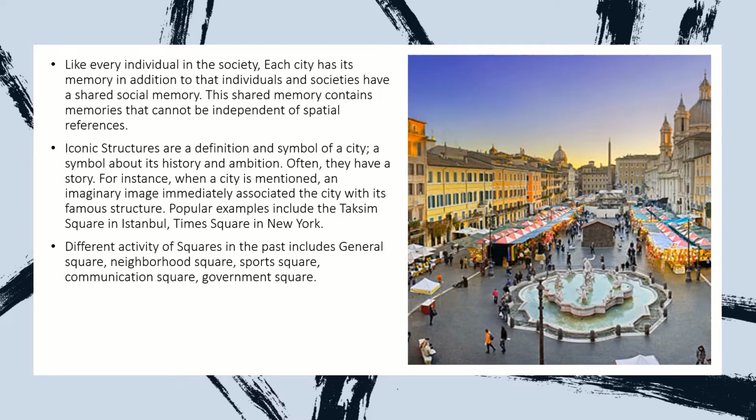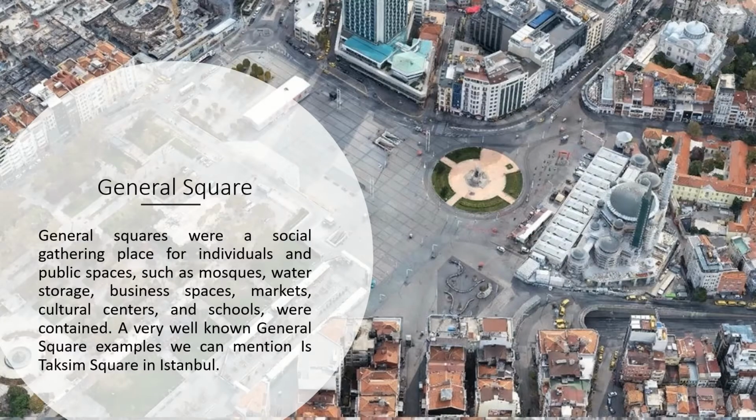Popular examples include Taksim Square in Istanbul and Times Square in New York. Different activities of squares in the past include General Square, Neighborhood Square, Sports Square, Communication Square, and Government Square, and we will briefly get to some of them in the next slides. General squares were a social gathering place for individuals in public spaces, where mosques, water storage, business spaces, markets, cultural centers, and schools were contained. A very well-known example that we can mention is Taksim Square in Istanbul.